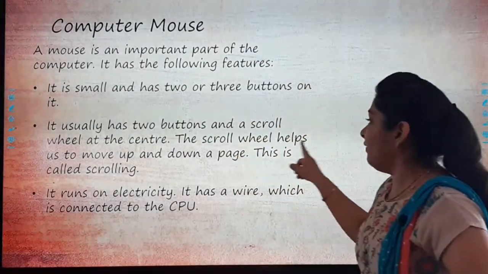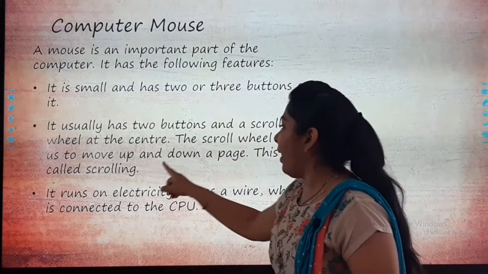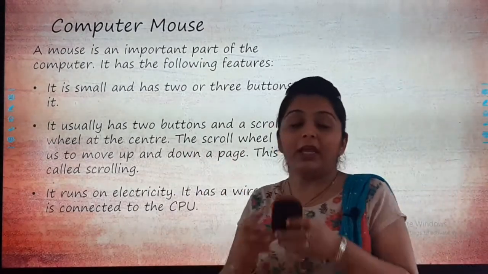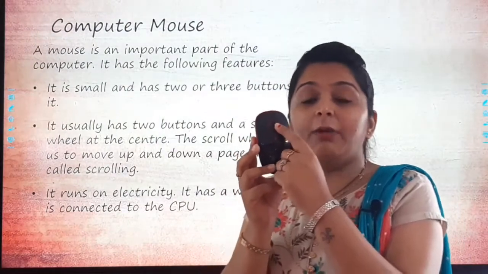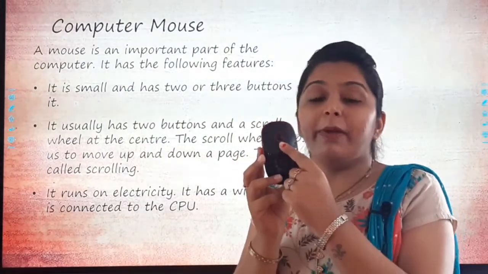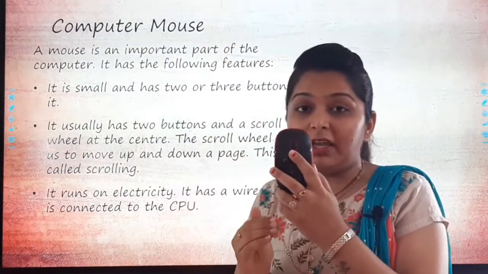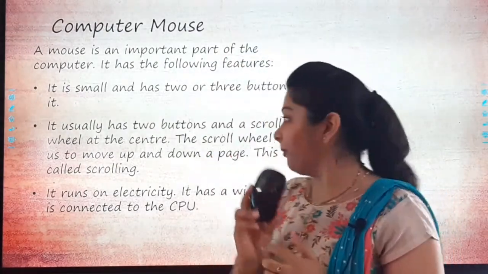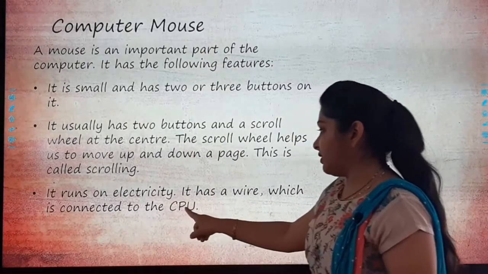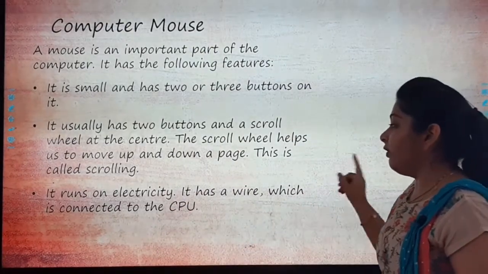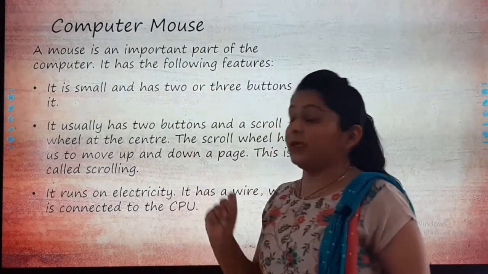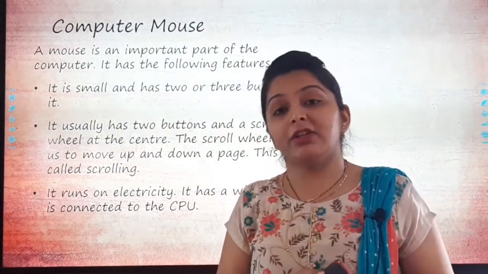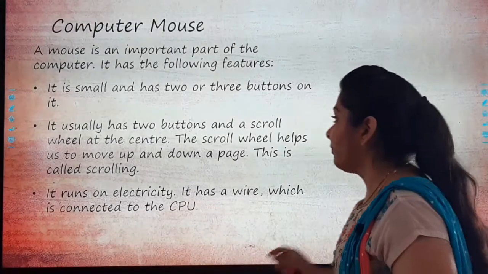The scroll wheel helps to move up and down a page. This is called scrolling. Okay? It runs on electricity. It has a wire which is connected to the CPU.